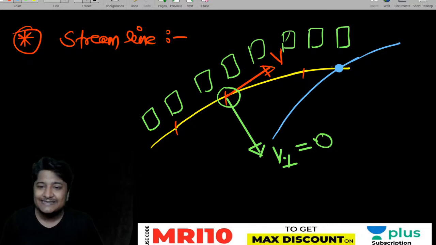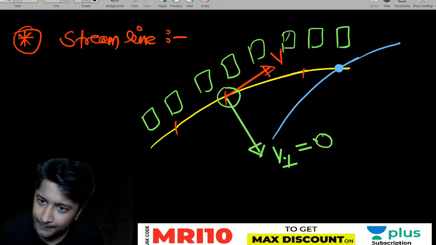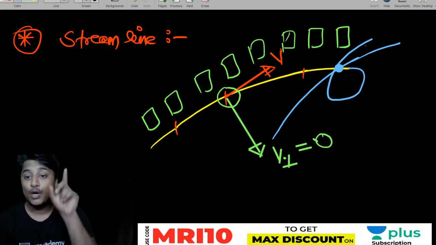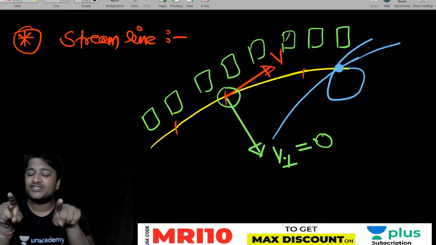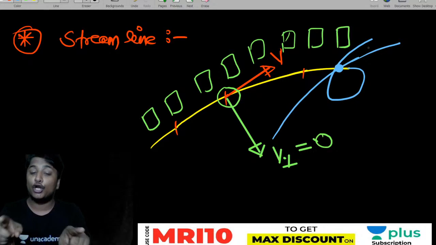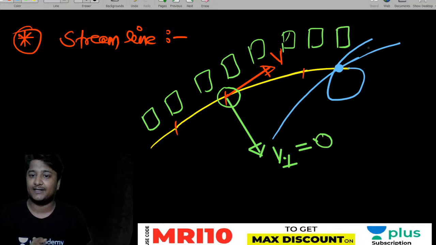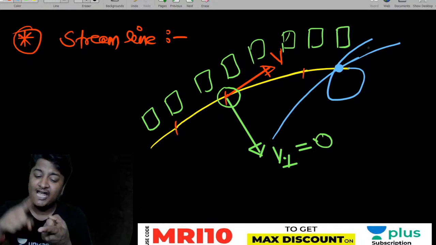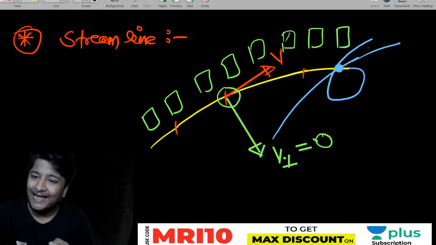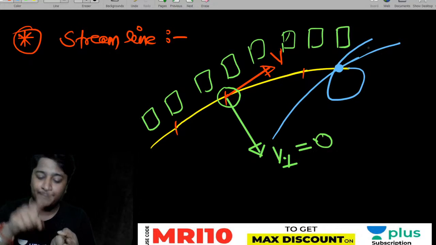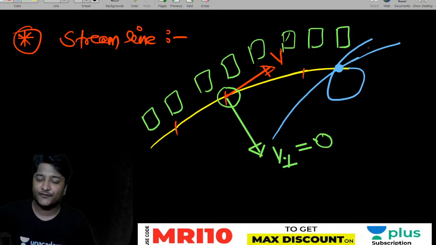No. That is the reason, dear, a streamline cannot intersect itself, nor can it intersect another. So no two streamlines can intersect each other, and not even a single streamline can intersect itself. Is that clear? Because if two streamlines come at a point, two velocities would be there. Two velocities at one point is not possible. Is that clear to all of you?